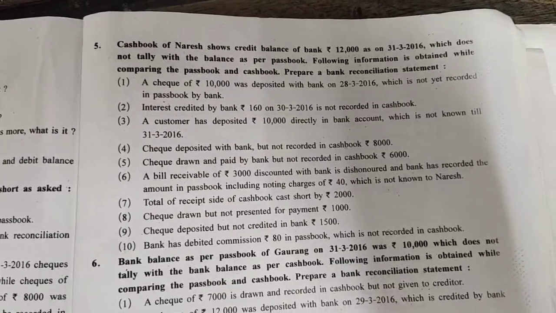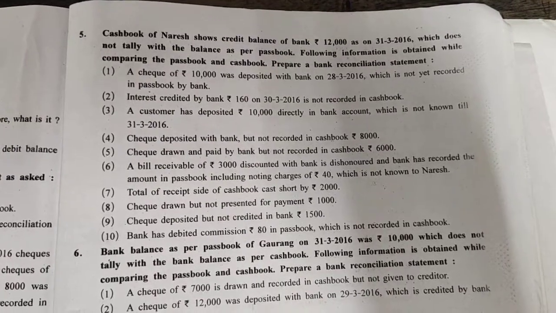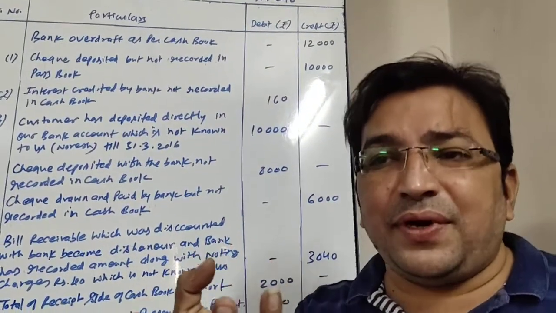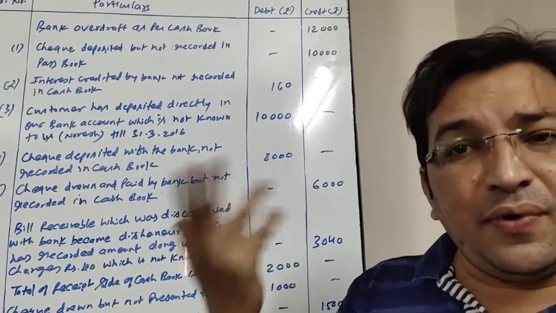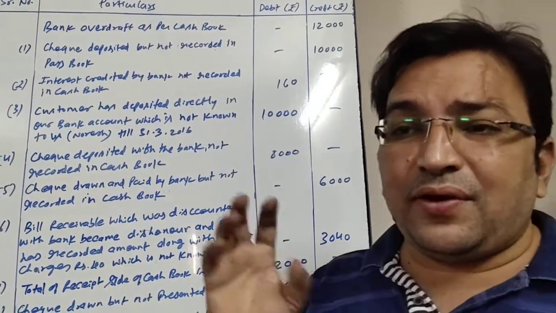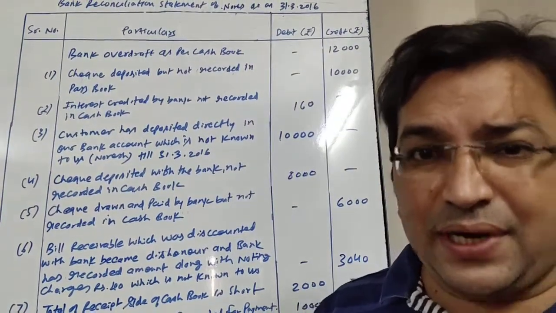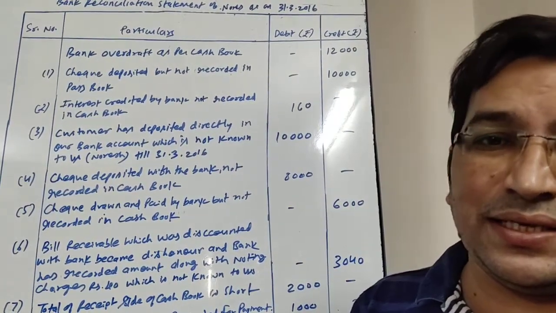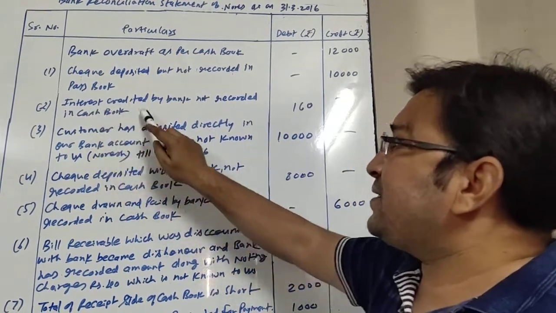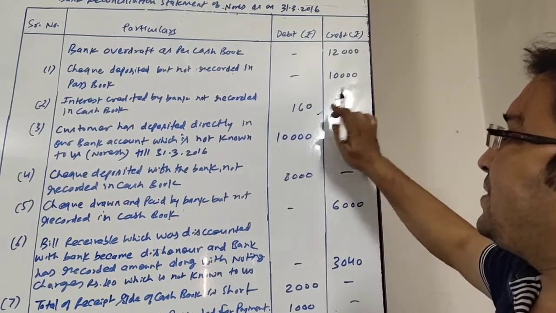Okay, next one. Interest credited by bank rupees 160 on 30/3/2016 not recorded in cash book. Friends, very simple to understand. Interest credited by bank in passbook, not recorded in cash book. What will be the effect of this in cash book? In passbook it is credited, so in cash book it should be debited. Now as it has not been debited in cash book, we will be debiting it in our bank reconciliation statement. So here it is, interest credited by bank not recorded in cash book, 160 rupees at the debit side.